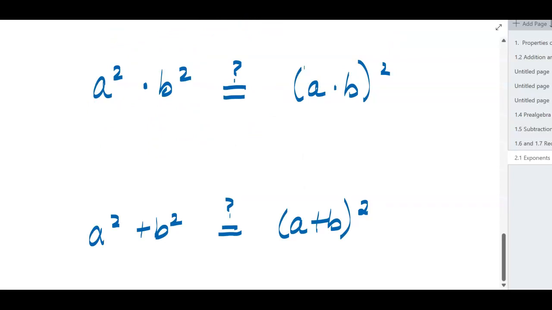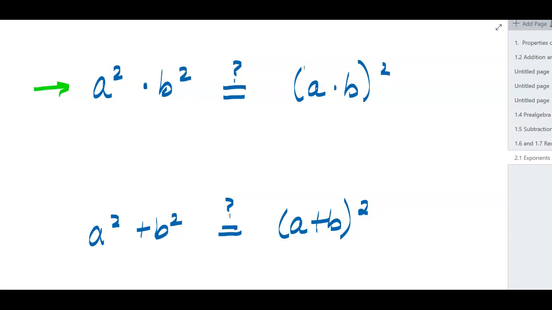Okay, one more thing before I end this. Another property that comes up in the first section is this. It teaches you about a squared times b squared, having two different bases, but both of them being squared. Notice they're being multiplied. Is it true that you can just multiply those two numbers and square them? And it is. What about this one? Well, let's handle this one first, and I'll show you.